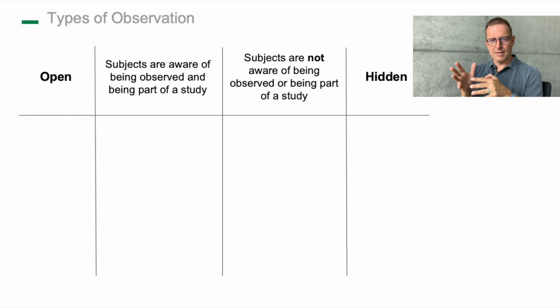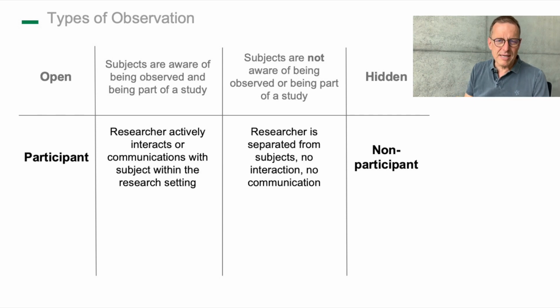So open, hidden. Sometimes observation is participating. That means that the researcher interacts with the subjects. They are part of them. Sometimes when you do research about the culture of, let's say, a company or a tribe, you become part of it. You shadow these people. You spend time with them. You are a part of them. Open or hidden, that's not the point here. It's not the question of whether the people know that you observe them or not. That was the first dimension. This dimension is just about, do you actively interact with the people or don't you?